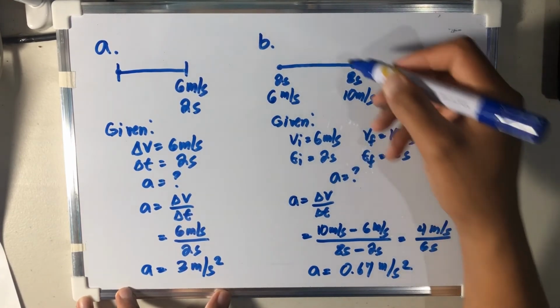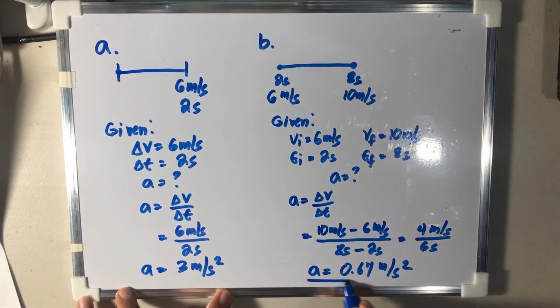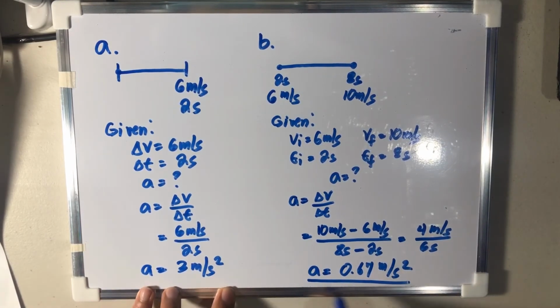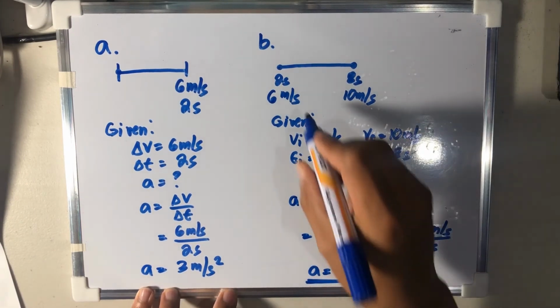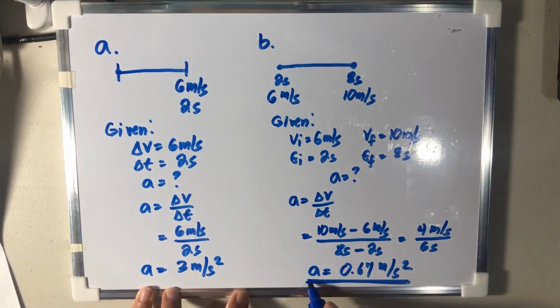So at the end of this time interval, Lydia de Vega has attained a velocity. So at 2 to 8 seconds time interval, Lydia de Vega is able to attain an acceleration of 0.67 meters per second squared.